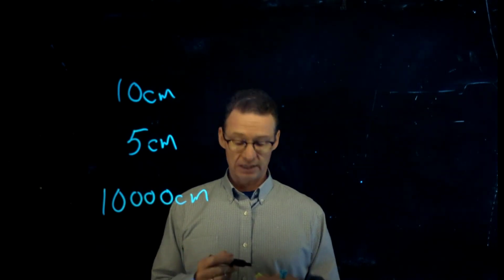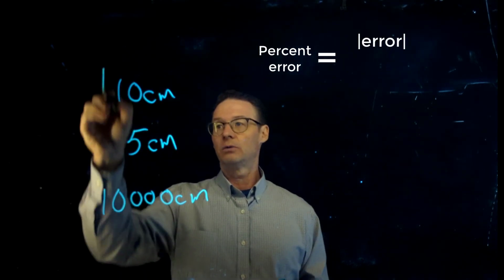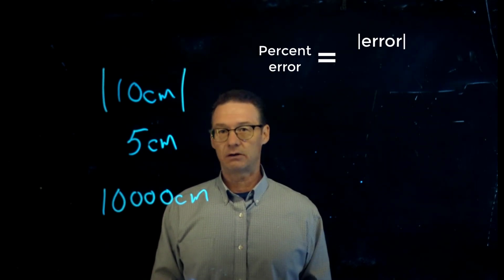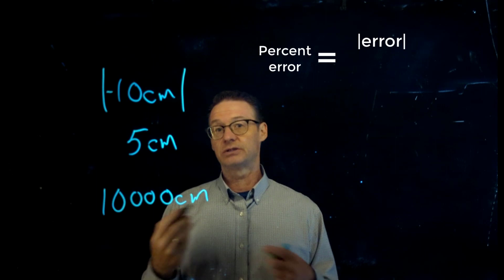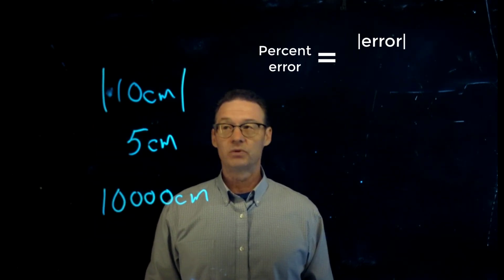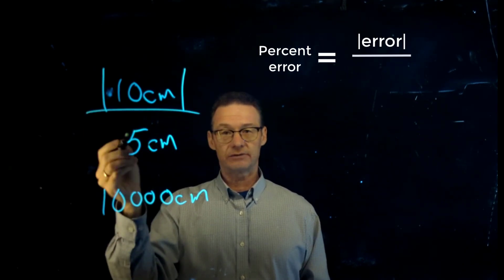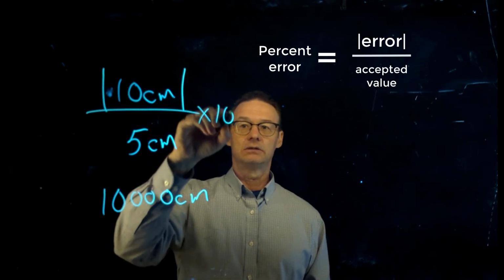So to find the percent error, we take the error, so if this was the error up here, we take the absolute value, and all that means is there's no negative percent error. So if you have a negative 10 centimeters, the absolute value of that is just 10 centimeters. So we just drop that minus sign. So we take the error, and then we divide it by, in this case, if I use 5 centimeters, 10 centimeters divided by 5 centimeters times 100.